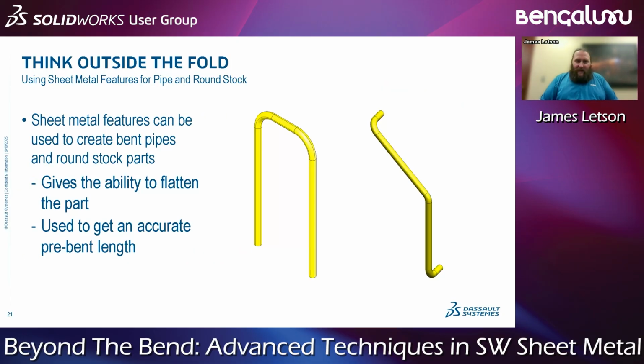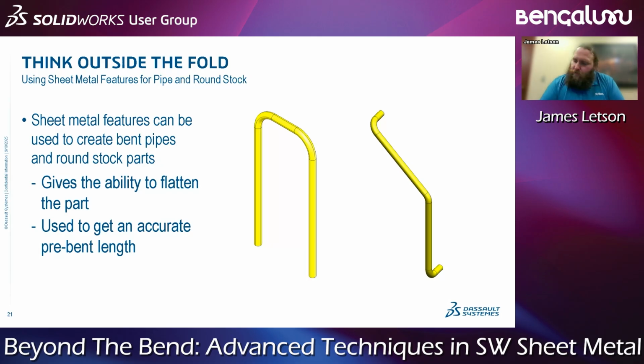And then the last thing I want to touch on real quick, and I do have an example that I will show, is that you can use sheet metal features for things like pipe and rod that gets bent. A common thing we use a lot here at Altec, any kind of handrail or grab handle, we actually use sheet metal features to create all of these parts. The cool thing is that it gives us the ability to have a flat pattern, so we can get an accurate, or as accurate as possible, pre-bent length. That way we're not wasting material.